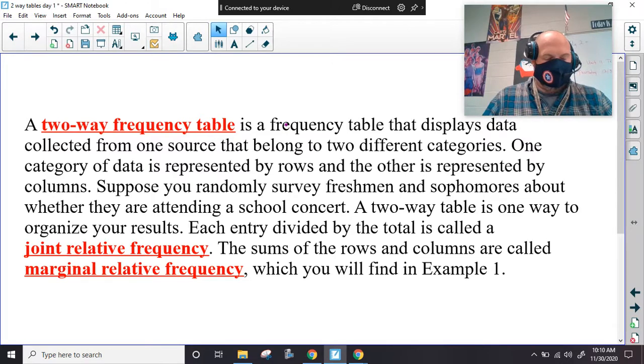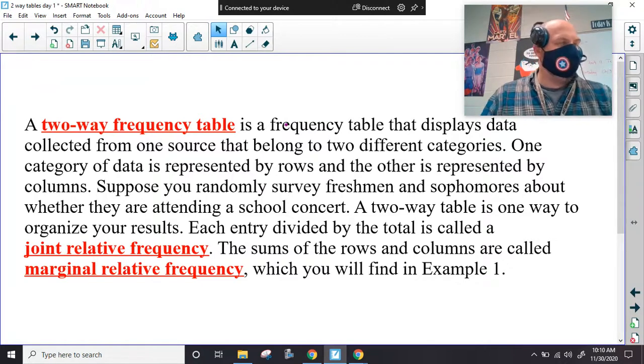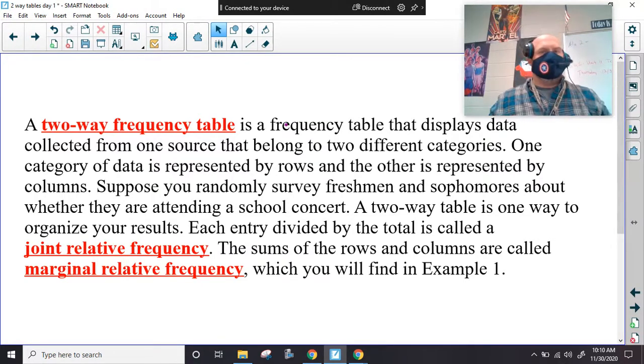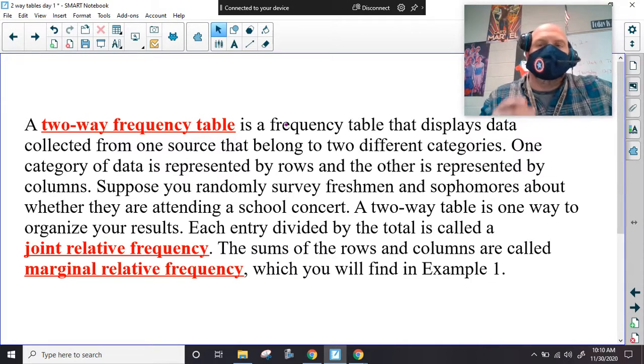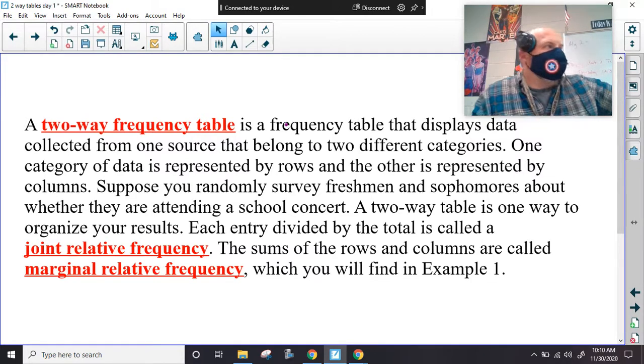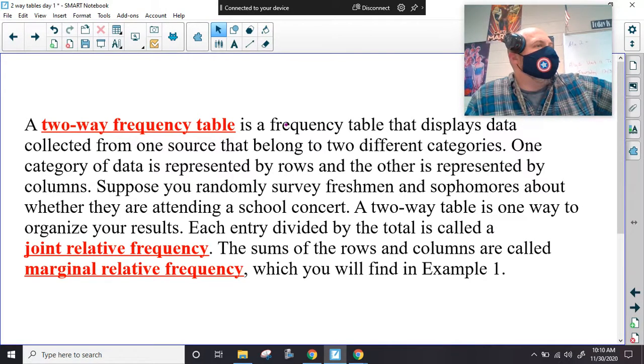Y'all good with this right here? Getting there. All right. Got my Captain America mask on today. Loosely based off of Audie Murphy.